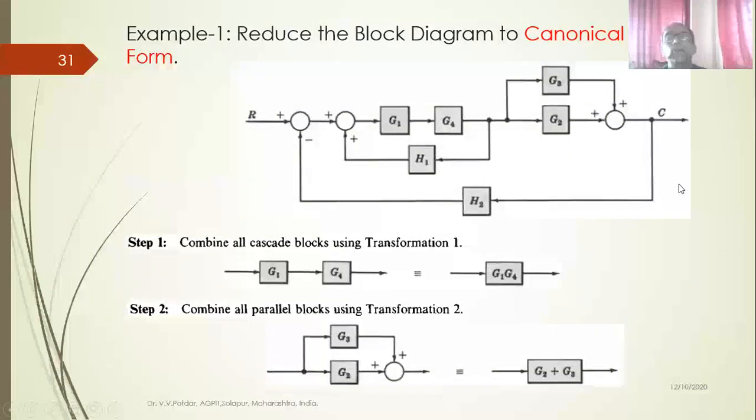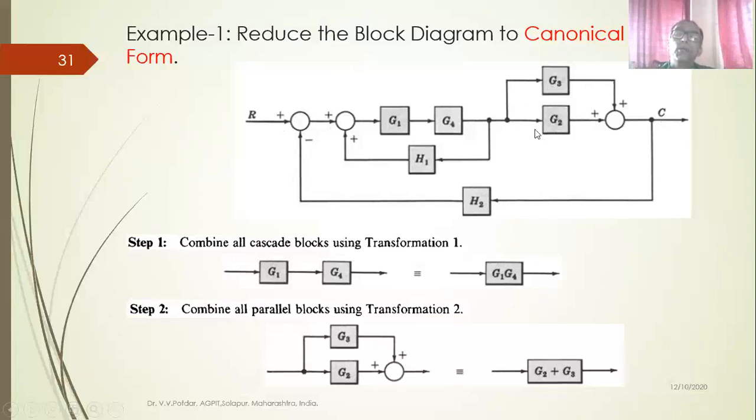Now let us take one example in this class, and thereafter the coming classes will have more problems for practice so that we can understand the concepts. Now what is the question? Reduce the block diagram to canonical form. Canonical form means one block in the forward path and one block in the feedback path. How many blocks are there? I've got R as the input and C as the output, right?